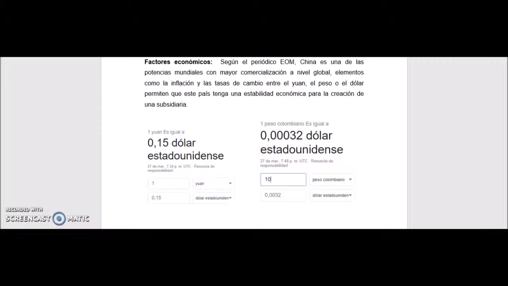Well, China is one of the biggest countries in the world to make business with a higher commercializing level. So we're taking into account right now the inflation and the exchange rates between the yuan, the Colombian peso, or the dollar, which gives this country great economic stability to make a subsidiary.